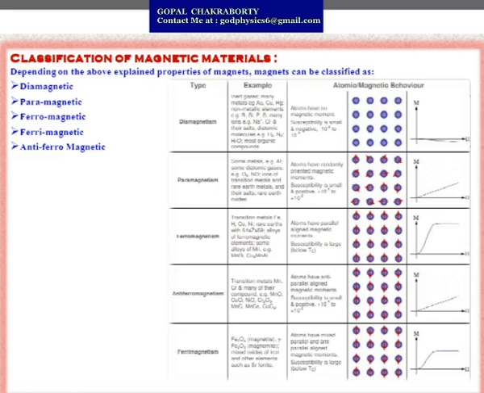Antiferromagnetism: transition metals Mn, chromium, and many of their compounds, MnO, NiO, Cr2O3. These are examples of transition metals. Ferrimagnetism: Fe3O4, magnetite. These are mixed oxides of iron and other elements, such as ferrite. So these are the examples of different types of magnetic materials.